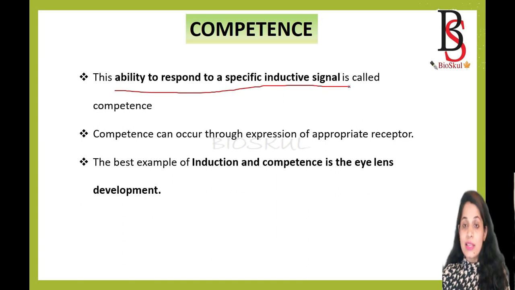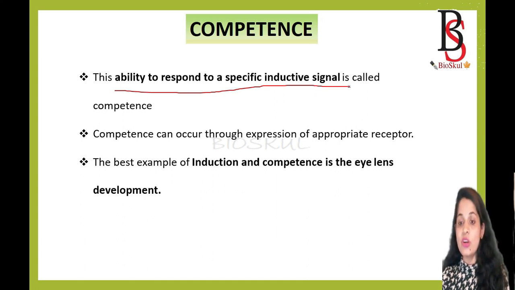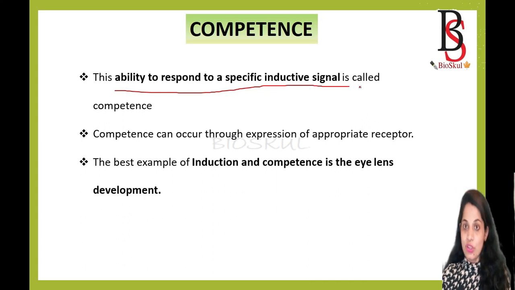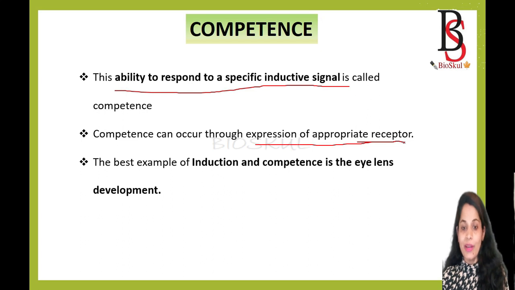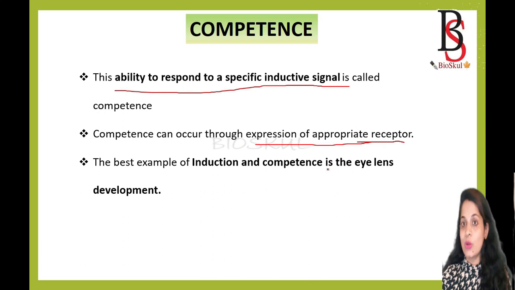So how have the cells become competent? They become competent by expression of appropriate receptors. Okay, and the best example of induction and competence is the eye lens development in amphibians. So let's see the example.